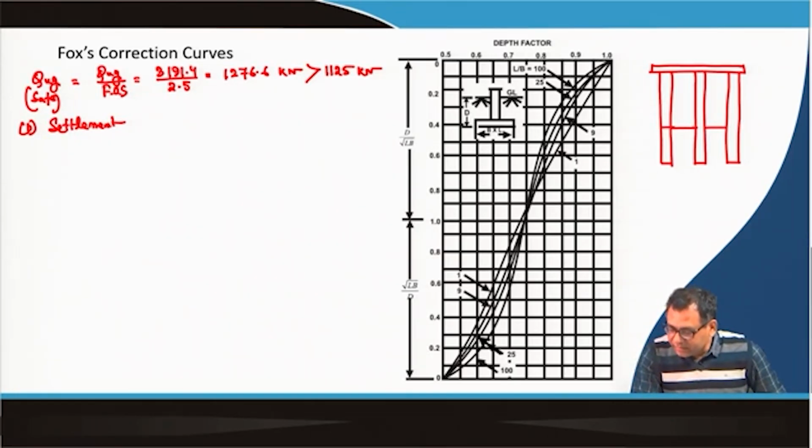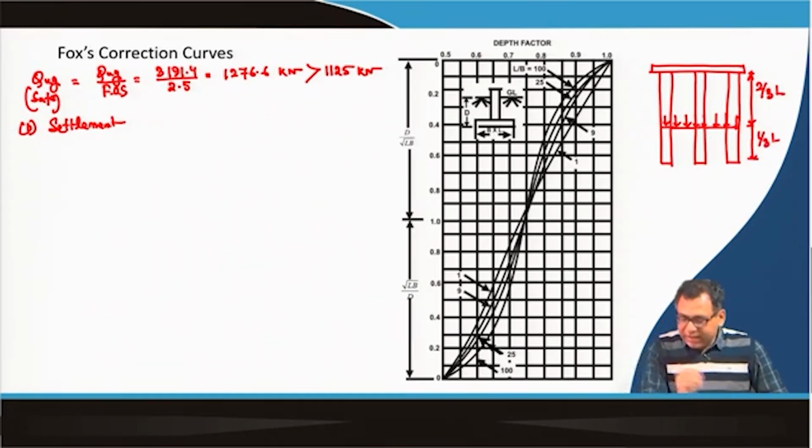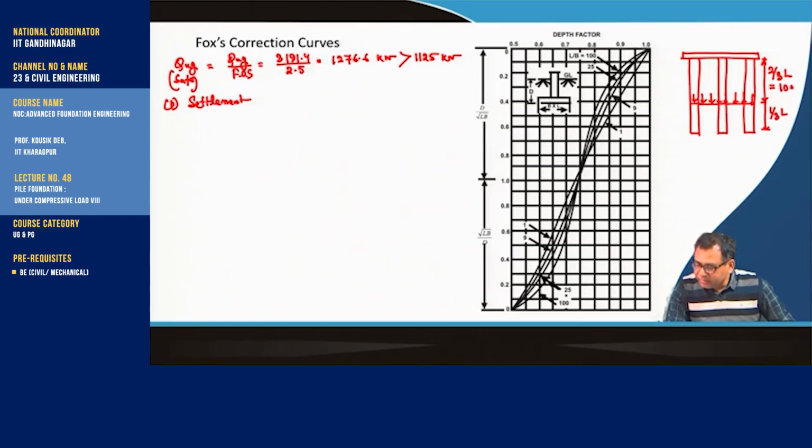So, here we will place the raft, and that means this is 2/3 L, this is 1/3 L. So, L is 15. So, 2/3 L is equal to 10 meter and 1/3 L is equal to 5 meter. Okay. And then our B value is 2.3 meter. So, influence zone will be twice B.